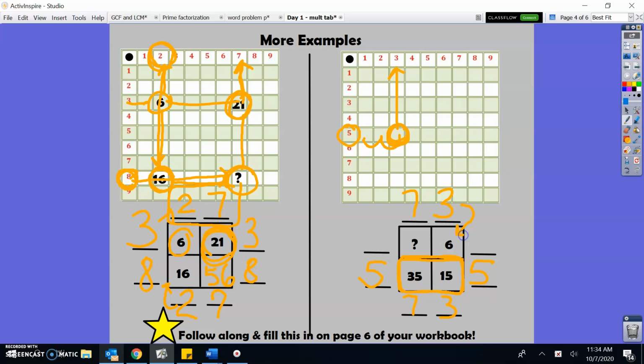3 times what number gets me to 6? That would be 2. 2 also goes here. So my last step is to multiply 7 times 2, which my number would be 14. So 14 should be your missing number in your factor puzzle. If you got that correct, awesome job. If you did not get it correct, that's okay. We're going to continue practicing these later on.